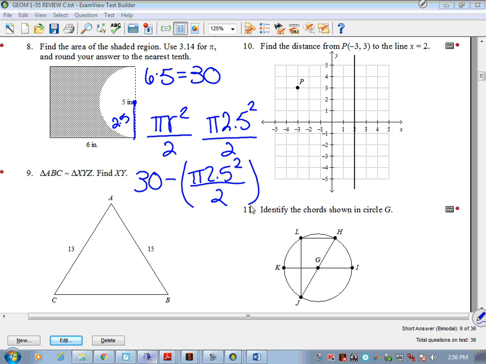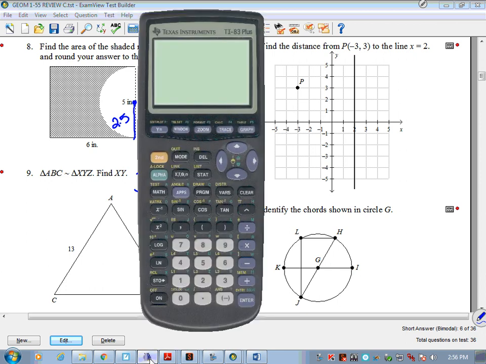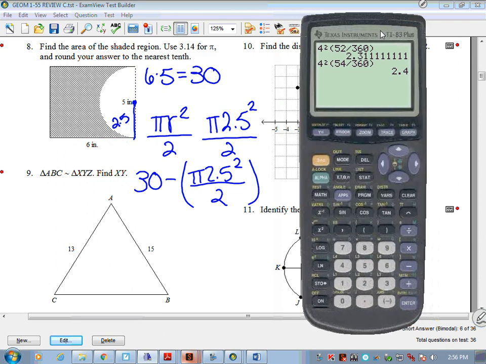So we could do this a couple different ways. We could break it up. We could find out just what pi times 2.5 squared divided by 2 is and subtract that from 30. Or we can try to do it all at once, in which case we need to be very careful so that our calculator knows exactly what we want it to do. That's done by splitting things up. So 30 minus, and I'm going to do 2 sets of parentheses so that I can separate my numerator from my denominator. So I've got my pi, 2.5 squared, and I'm going to divide that by 2, and that way I have my numerator over my denominator.